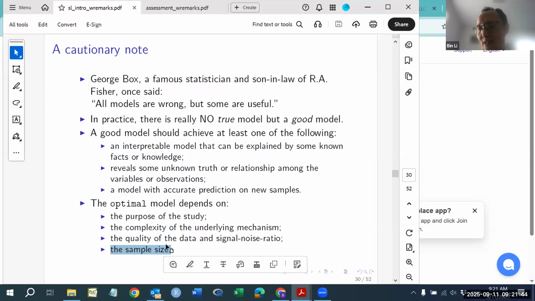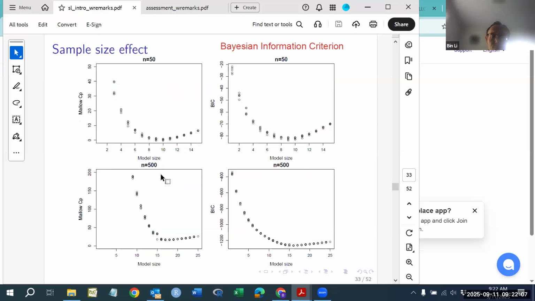But if the sample size is not large enough, like 50, that means we don't have a sufficient amount of information to help us find out the true model. But what we can do is find the model that is closest to the true model, based on how much information that we have. Okay, so that's the sample size effect.